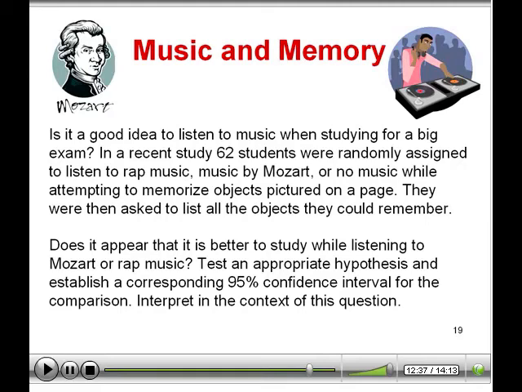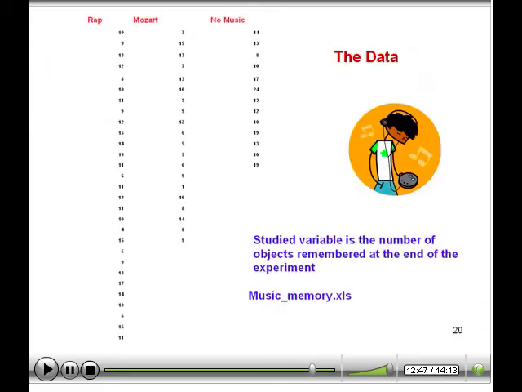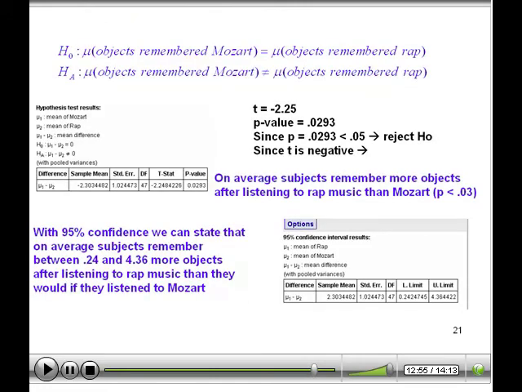We will look at the comparison of the mean number of objects recalled by subjects listening to rap music versus Mozart. Here is the data. We set up our null and alternative hypothesis and choose a two-sided alternative. The test statistic t is a negative 2.25 and the p-value is 0.0293. Once again, we reject the null hypothesis, and since t was negative, this implies that the Mozart group mean was less than the rap group mean.